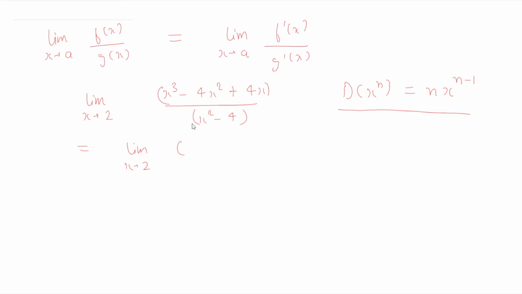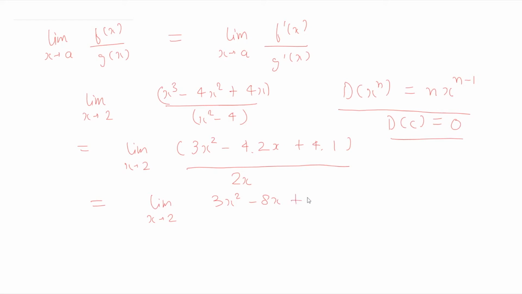So x cube differentiation will be 3 times x to the power 3 minus 1, that is 2, minus 4. Since this is a constant, we can take it out, and the derivative of x square will be 2 into x to the power 2 minus 1, that is 1, plus 4 times the derivative of x, which will be 1 into x to the power 1 minus 1, that is x to the power 0, so that will be 1. Similarly, in the denominator it will be 2x, and differentiation of a constant with respect to x or any other variable will be 0. So this thing also you have to remember. So the differentiation of this constant, that is 4 here, will be 0. So this is the differentiation of the numerator as well as the denominator, right? So I'll write it more clearly now. So this will be 3x square minus 8x plus 4 over 2x.